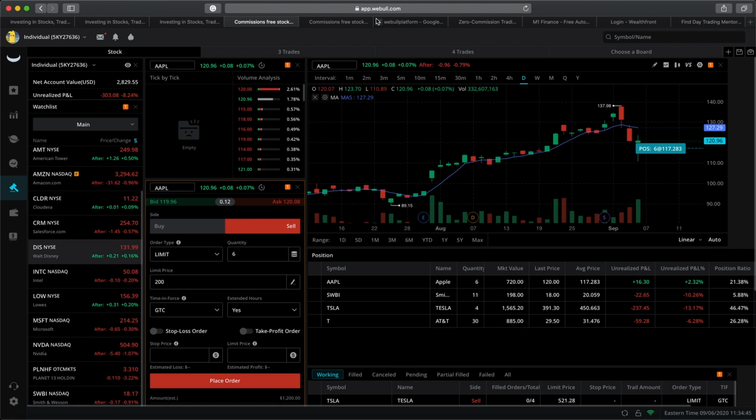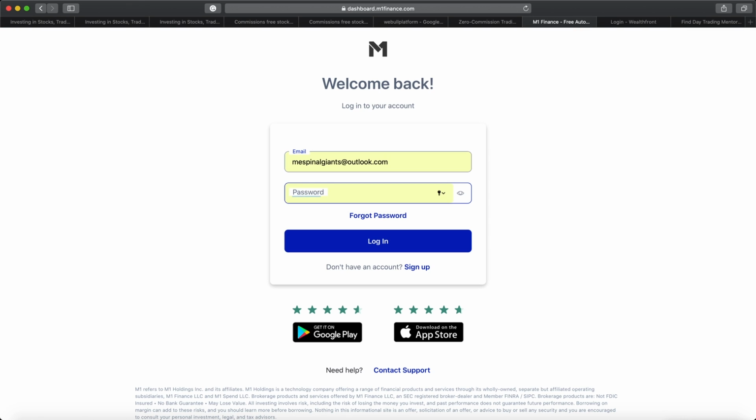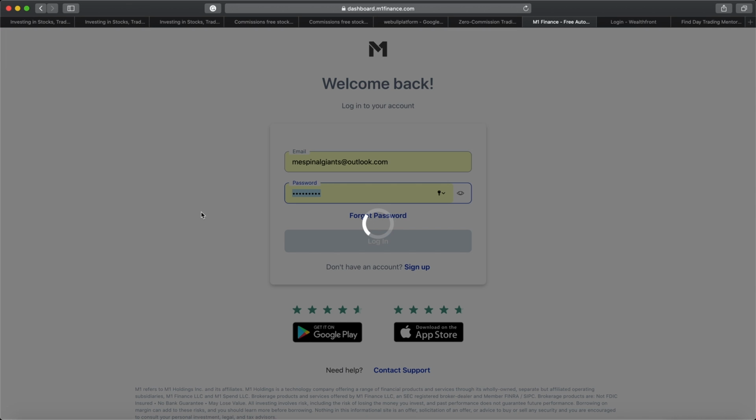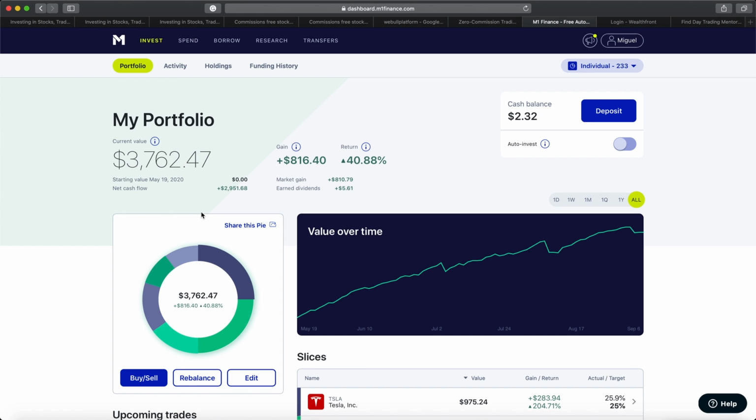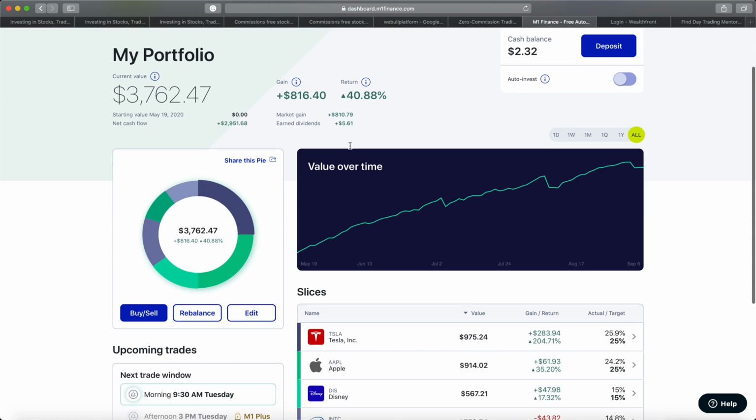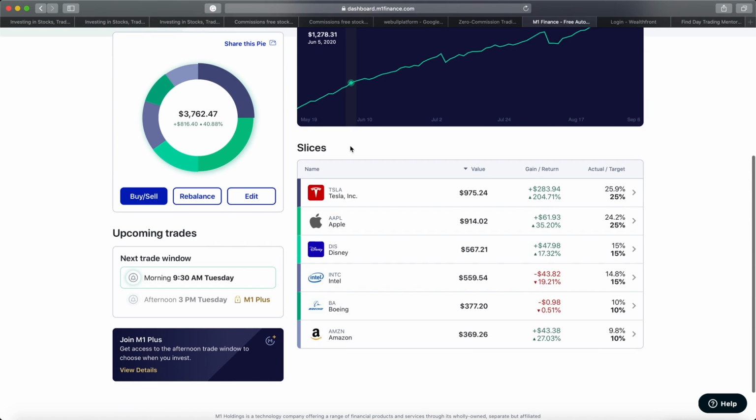I feel like there's a couple other platforms I wanted to go over really quick. It's just for more of different investors as well. Now, if you didn't want to sit here and look up all these individual stocks, or let's say you didn't have too much money to throw a few grand and start buying up these stocks, you can start with M1 Finance.